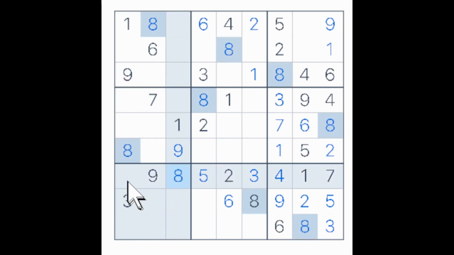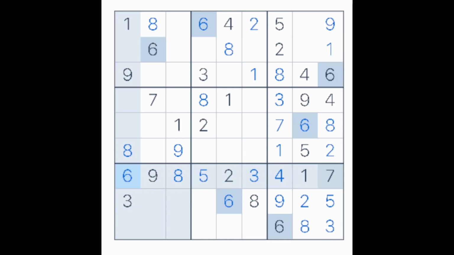And the last digit, as I recall, that needs to go here is a 6. The 6 here and here and here puts a 6 in this cell, like so. This is going a little bit more smoothly than I had expected. Let's see if it gets tougher.